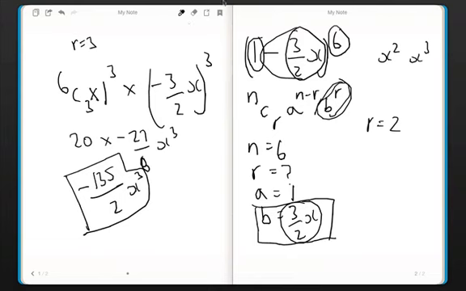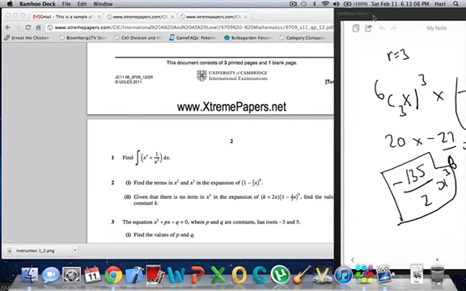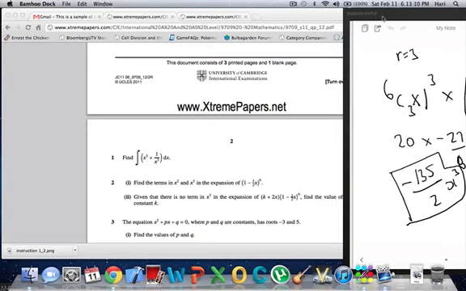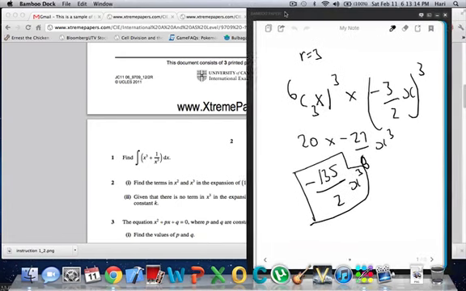I hope you know how I got that. I think there's another problem to this. The second part says, given that there is no x cubed term in the expansion of (k plus 2x) into (1 minus 3 by 2 x) to the power of 6, find the value of the constant k.